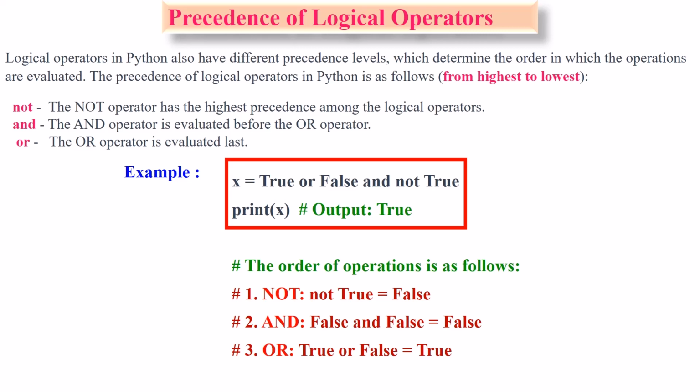This expression follows the order of operations, precedence, in Python. The not operator has the highest precedence, so not true evaluates to false. Next, the and operator is evaluated. False and not true evaluates to false because one of the operands, not true, is false. Finally, the or operator is evaluated. True or false and not true evaluates to true because one of the operands, true, is true. Therefore, the final value of x is true.